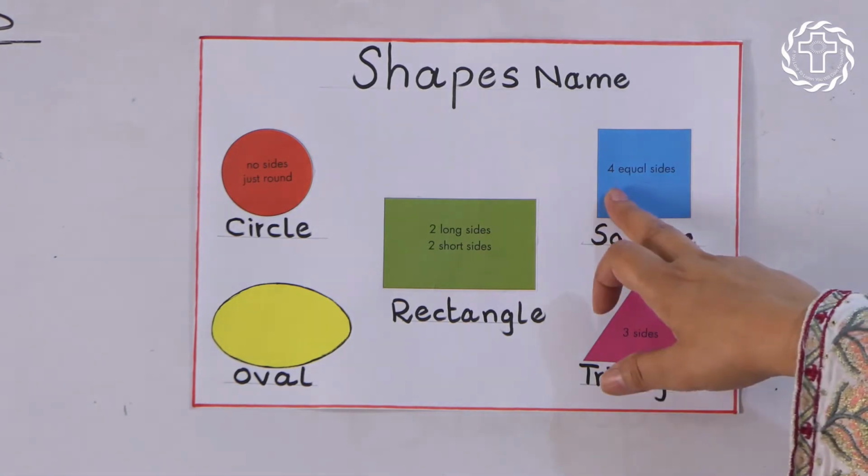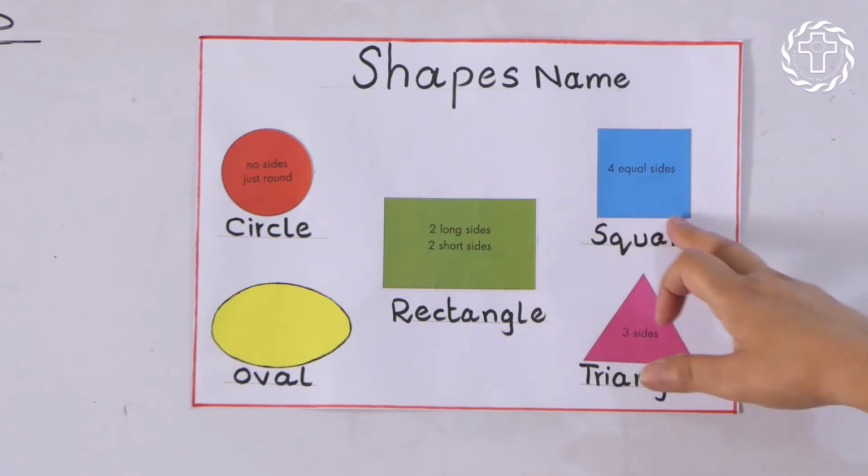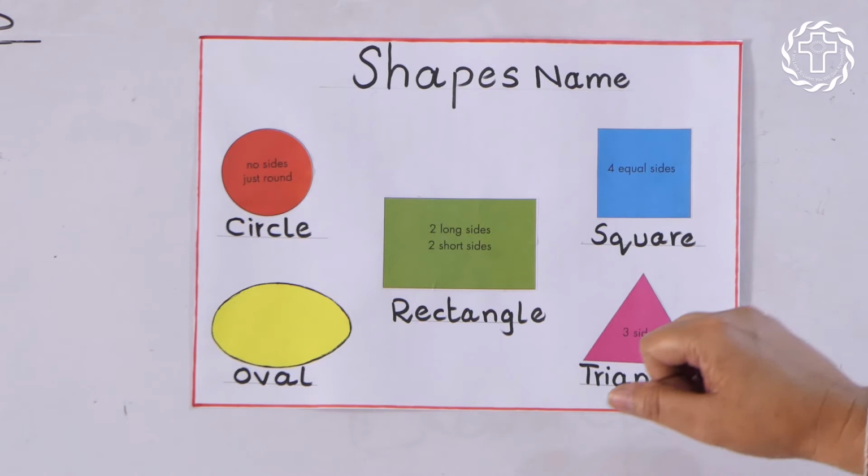A square has 4 equal sides and 4 corners. These are the corners and these are the sides of squares.